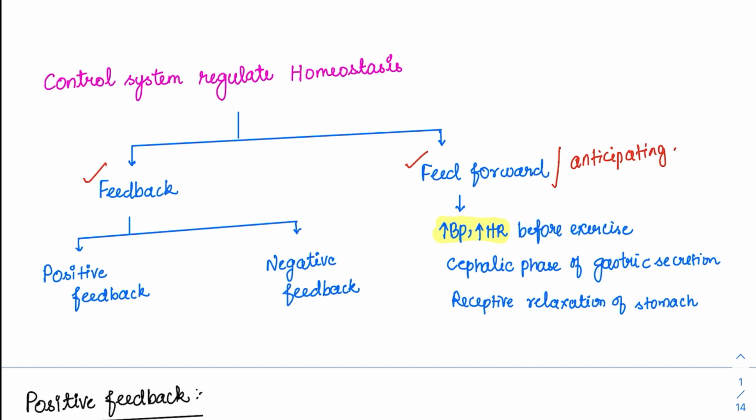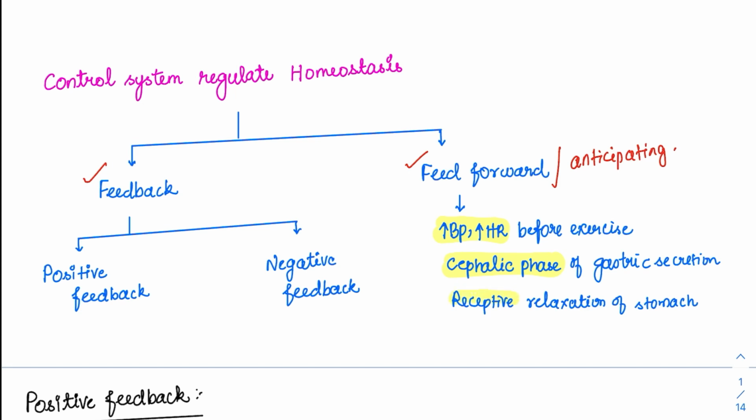The next example is the cephalic phase of gastric secretion. Even when we look at the food, or hear the sounds of it, or smell the food, gastric acid is secreted. The food has not reached the stomach, but some mechanisms are activated before that. That's why it is called a feed forward mechanism.